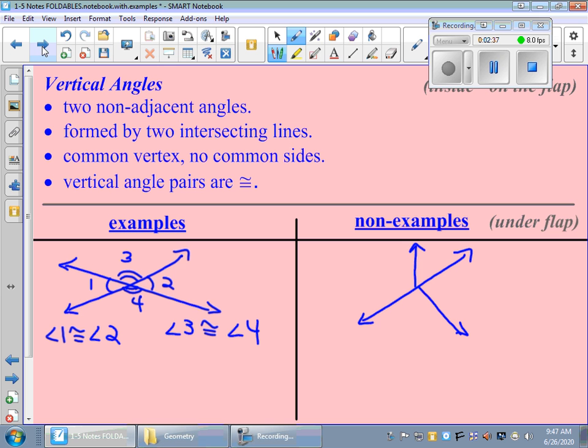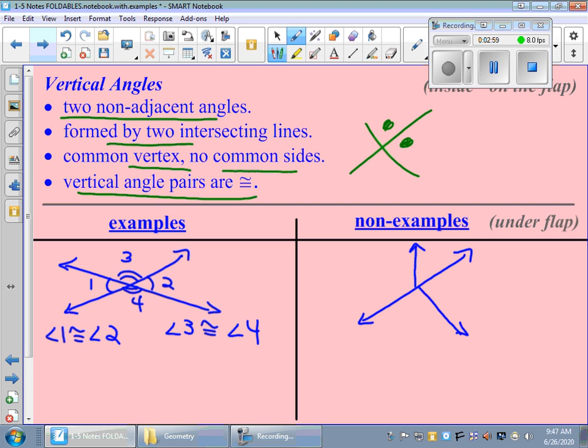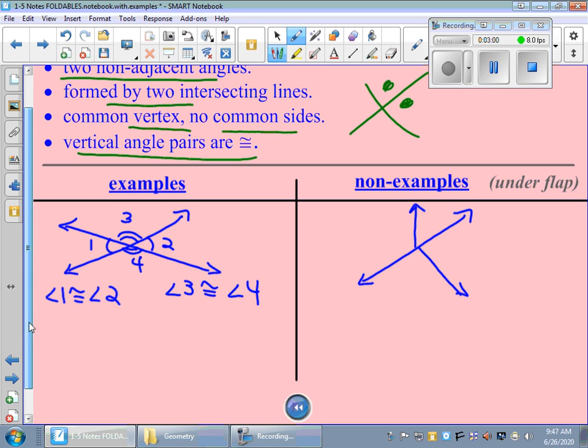Vertical angles have two non-adjacent angles, so that means they're not next to each other. In this example, these two are adjacent, which means they are not vertical. These two would represent adjacent angles. Vertical angles are formed by two intersecting lines. They have a common vertex, no common sides, and vertical angle pairs are congruent. So let's look at the example.